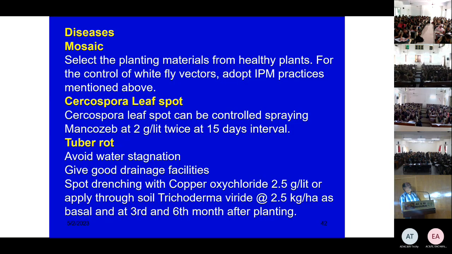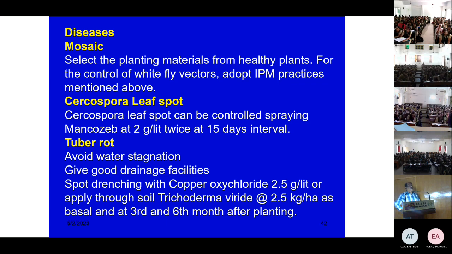Regarding the diseases, for cassava mosaic disease, we have to select planting material from healthy plants, as well as control the vector, whitefly. The IPM practices we have already discussed, such as yellow sticky traps, will effectively control the whitefly. Then Cercospora leaf spot can be controlled by mancozeb at the rate of 2 gram per liter, twice at 15 days interval, which effectively checks the disease.